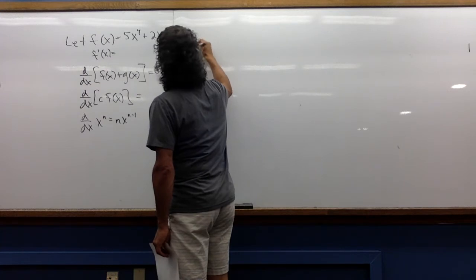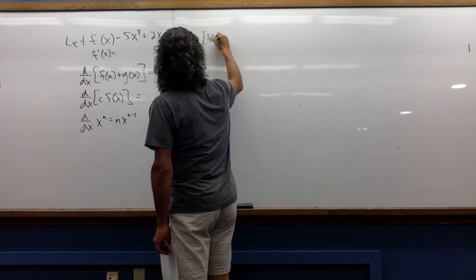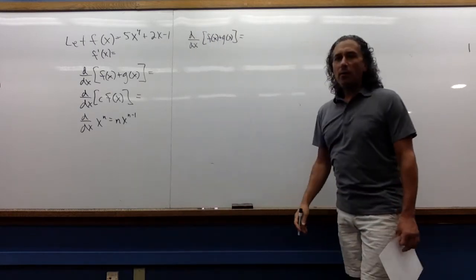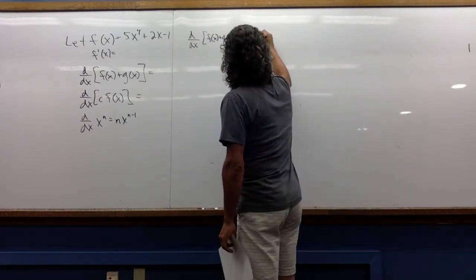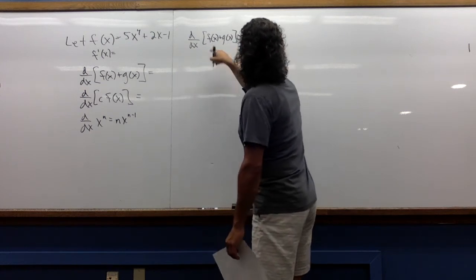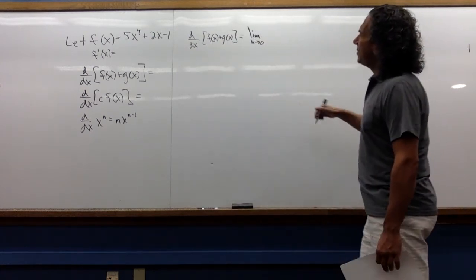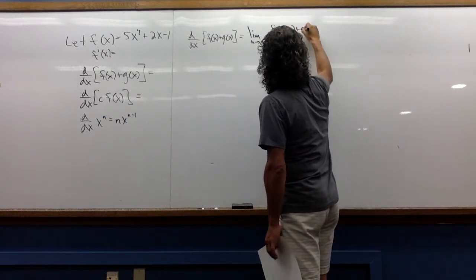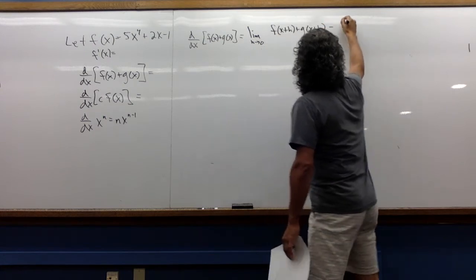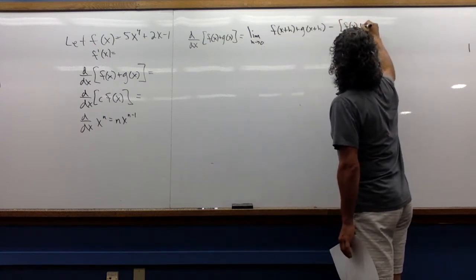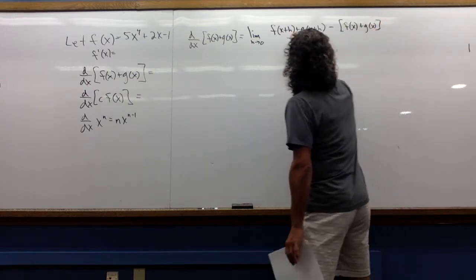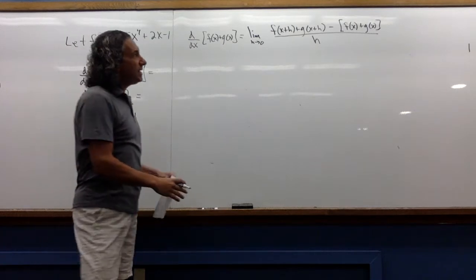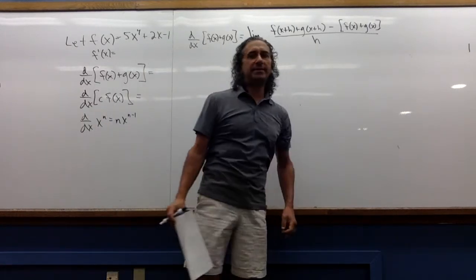So let's check this first guy out. We want the derivative of f of x plus g of x. Well, what I'm going to do is write out the limit definition for this guy. So let's see, our function is f of x plus g of x. I'm going to plug in x plus h wherever I see an x. And I'm going to divide that by h. So I need to evaluate this limit.